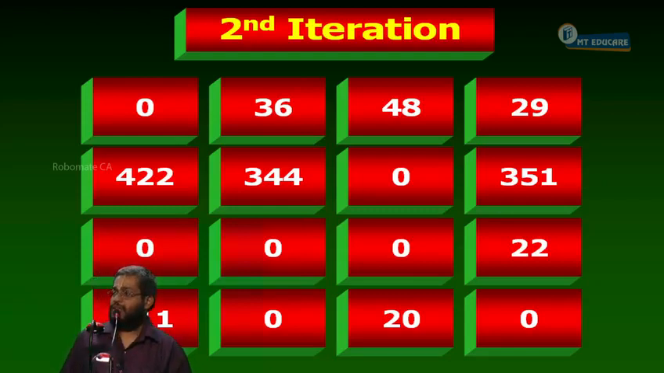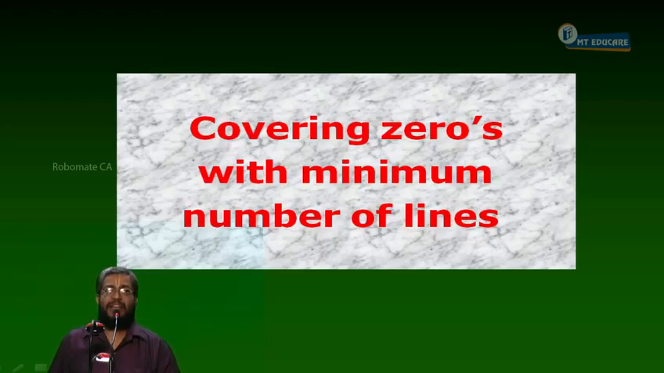422, 344, 0, 351; 0, 0, 0, 22; 111, 0, 20, 0. Respond yes or no? No. Next, what should I do? Covering zeros, step number 9. Yes, step number 9: covering zeros with minimum number of lines.